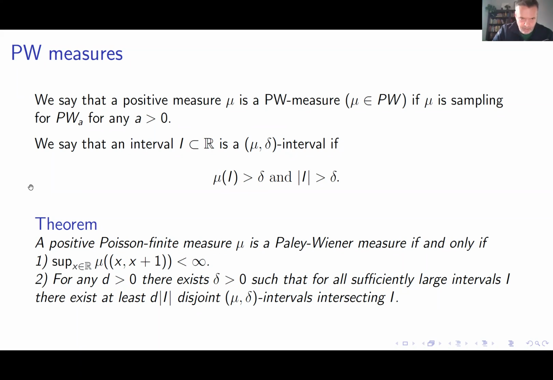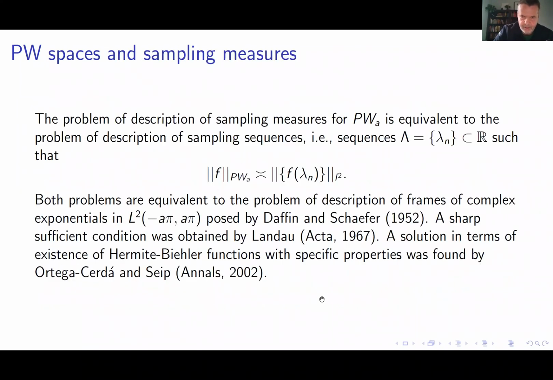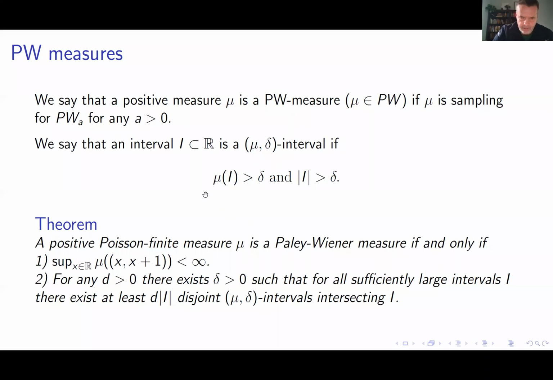So I see that I am almost out of time, so this will be our last slide for today. And this is a statement, a theorem that describes Paley-Wiener measures, which by definition are measures such that they're sampling for every Paley-Wiener space. Now, the constants in that inequality will, of course, depend on A, but by the definition, the measure is Paley-Wiener if those two constants exist for every A. And we will discuss this statement next time, and we will discuss how this statement can be used to solve the inverse spectral problem.